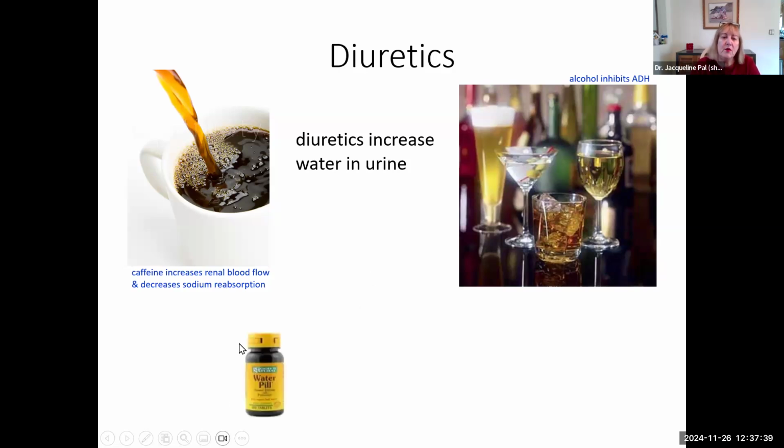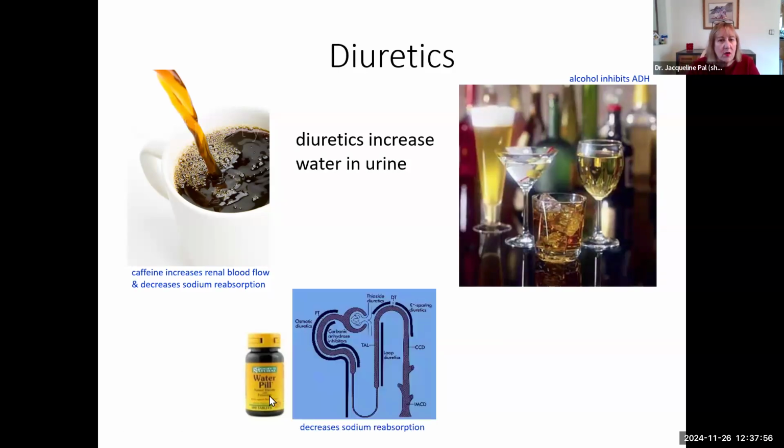All right, so people who take water pills. Some people take water pills because they have peripheral edema, swollen ankles, high blood pressure, or heart failure. There are different kinds of water pills, but they're all going to be working on the tubules to decrease the sodium reabsorption. Some work on the proximal convoluted tubule, some work on the distal convoluted tubule.